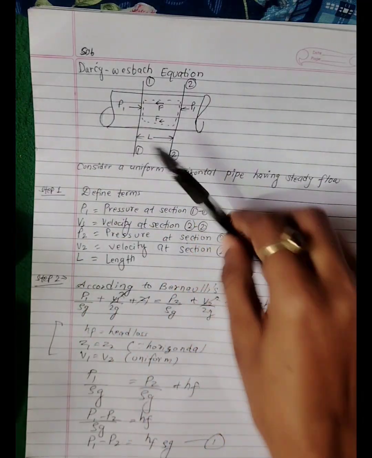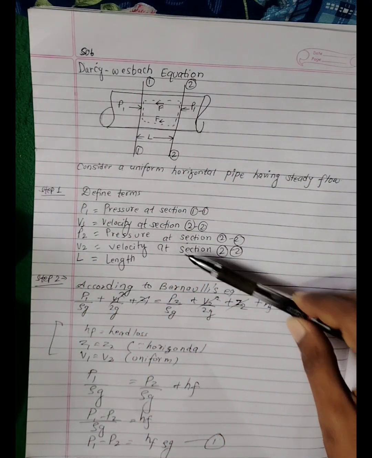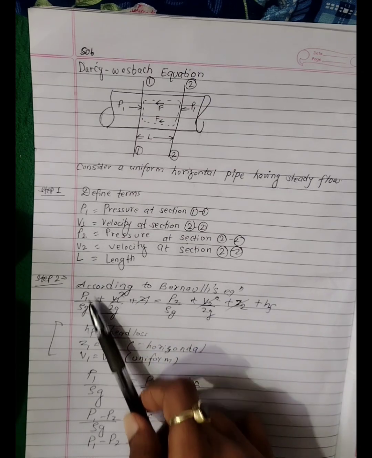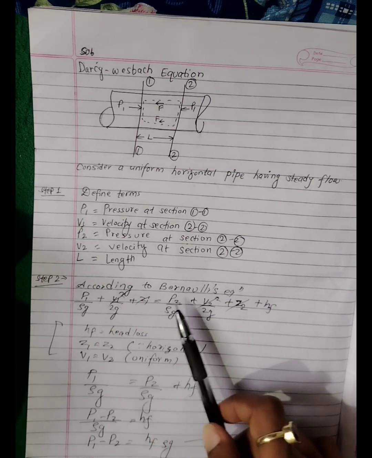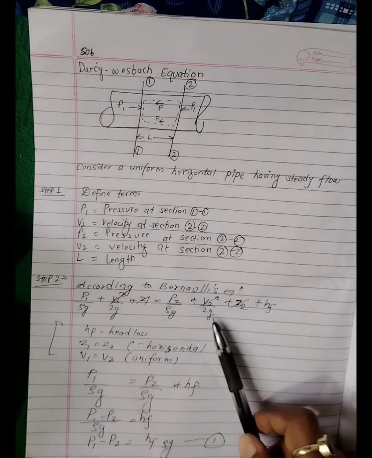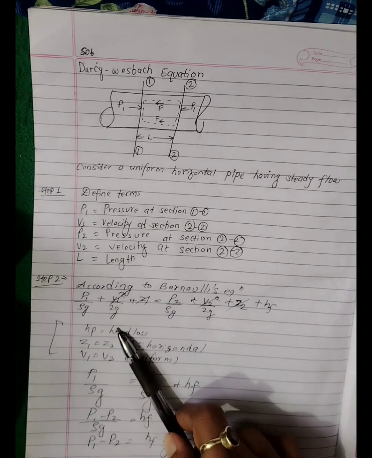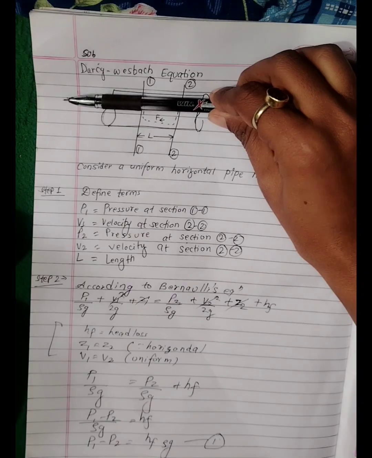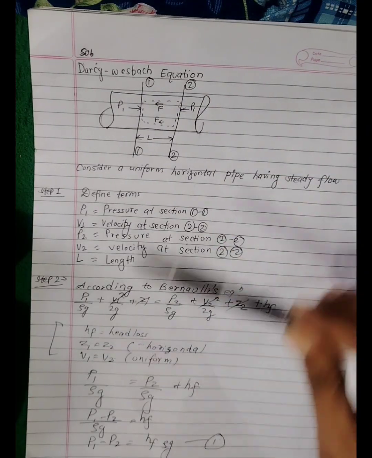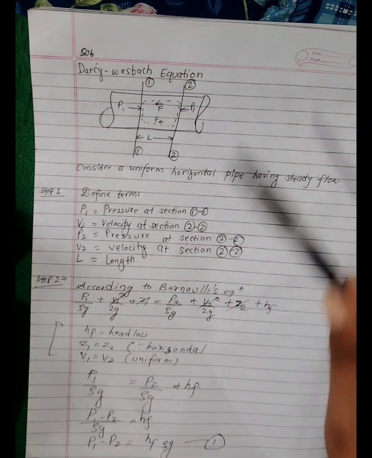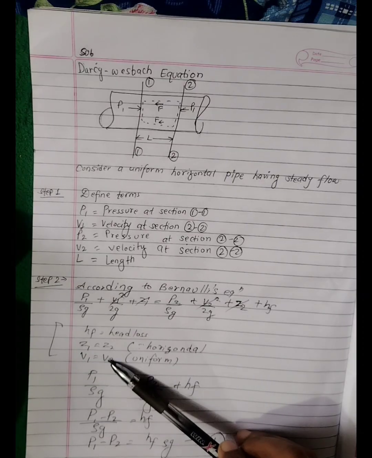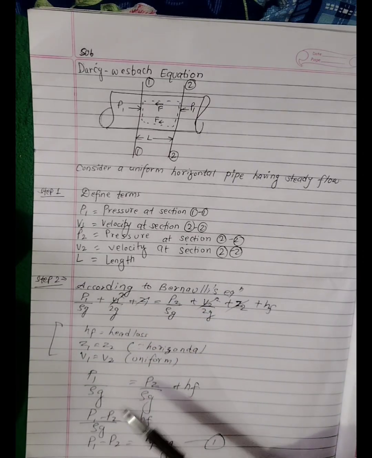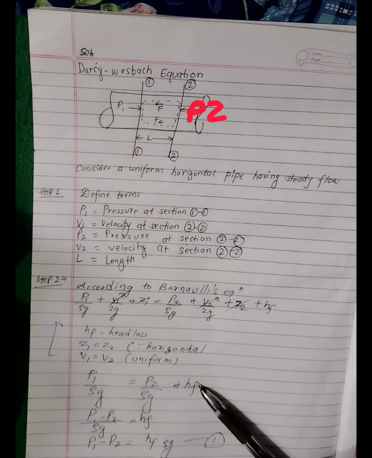The pipe is horizontal, so height z1 and z2 are equal, and according to Bernoulli equations, p1 over rho g plus v1 square upon 2g plus z1 is equal to p2 over rho g plus v2 square upon 2g plus z2 plus hf. That means head loss. Z1 equals z2 since the pipe is horizontal, and v1 is equal to v2 since the velocities of the water flowing are equal. After cancelling out z1 and z2, v1 and v2, the remaining portion is p1 minus p2 is equal to hf rho g. Marking it as equation 1.